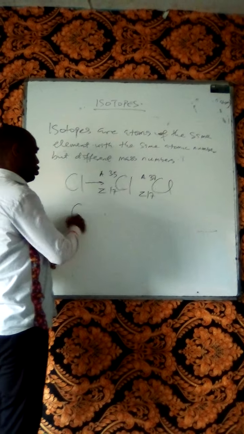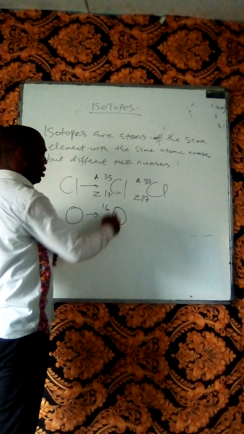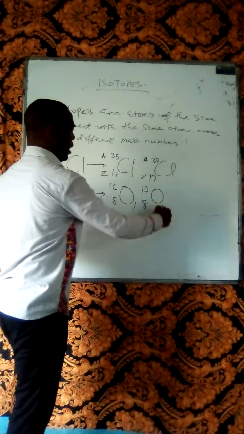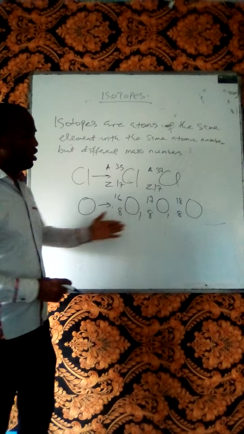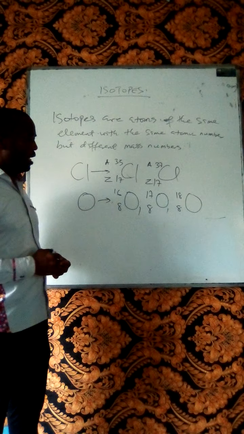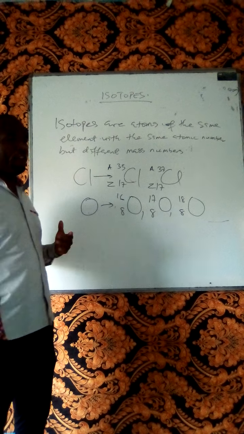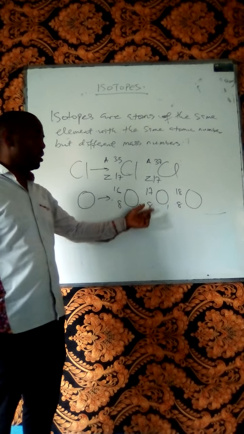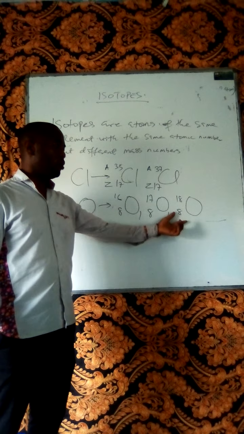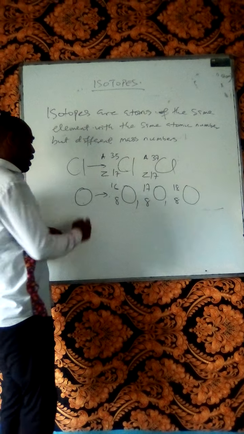Then we look at oxygen. Oxygen has 3 major isotopes. Oxygen-16, oxygen-17, and oxygen-18. We look at these 3 isotopes of oxygen. Why are they called isotopes? They have differences in their mass numbers and also in the number of neutrons. 16 minus 8 here will give us 8. 17 minus 8 will give us 9. 18 minus 8 will give us 10. Different number of neutrons.